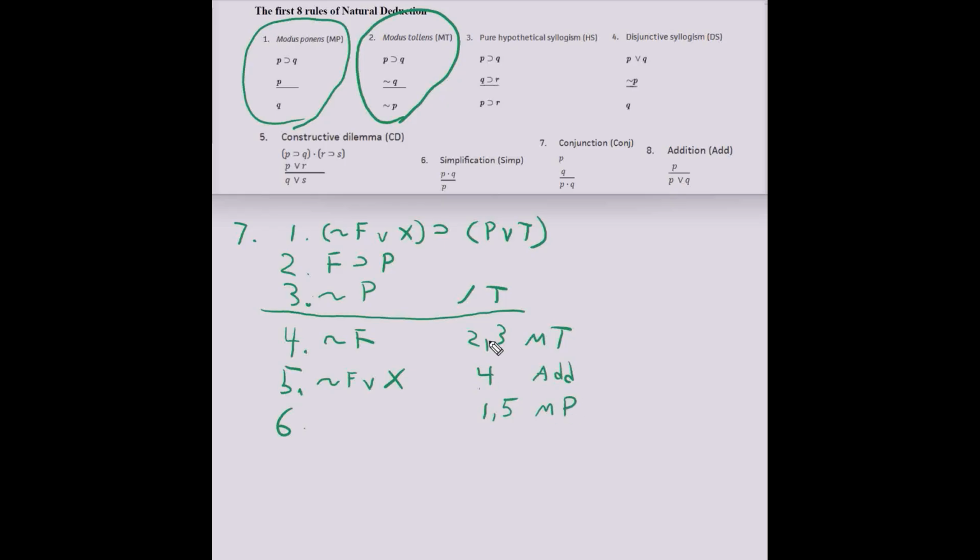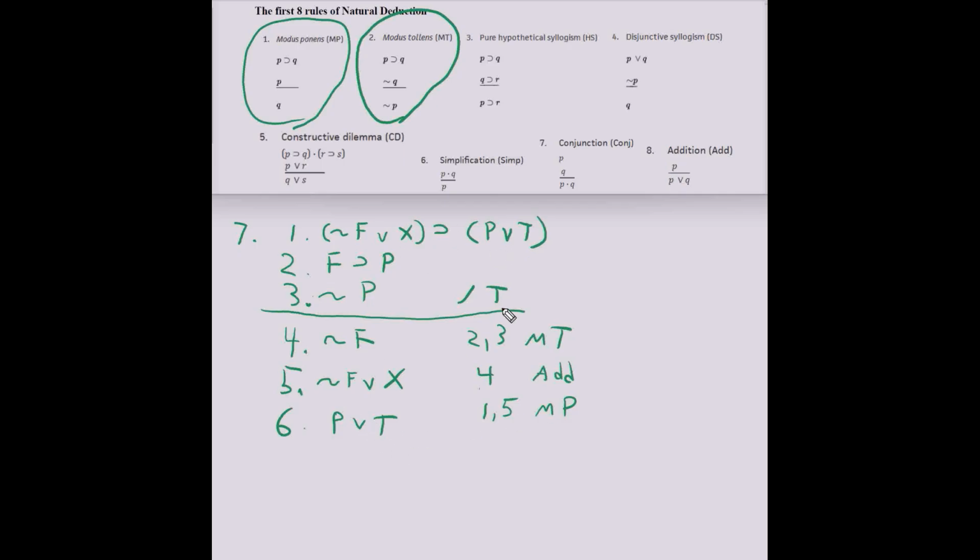line 1 and 5, modus ponens, and I can get out of that P or T, because I know not F or X is true. That's right here at line 5. I can infer that P or T is true, because that's just what modus ponens allows me to do. So I have P or T. I got it from here using modus ponens.